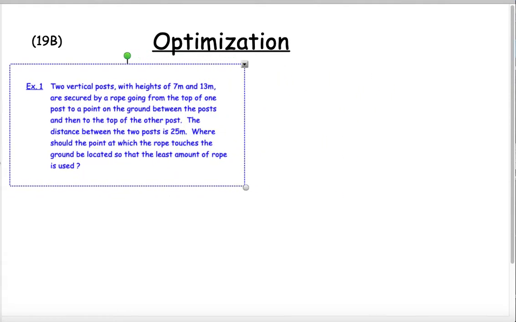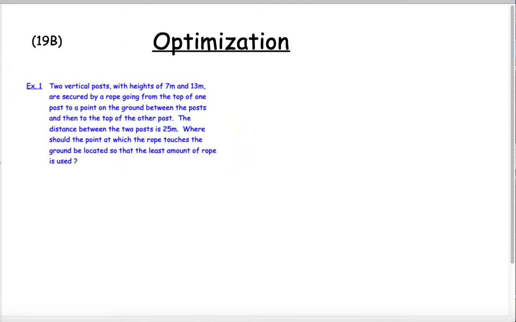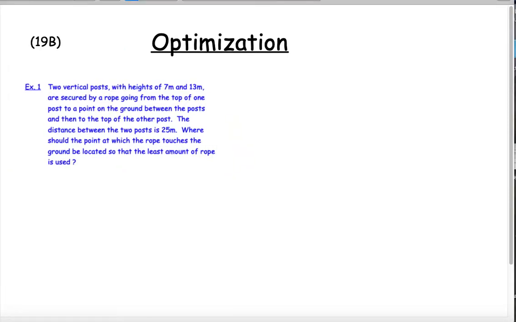Let's shrink this down so I can draw a picture. So for these types of problems, first of all, we have to decide, what are we trying to find? We're trying to find the least amount of rope. All right, so let's draw this picture. We've got two posts. One of them is 7 meters tall, and the other one is 13 meters tall.